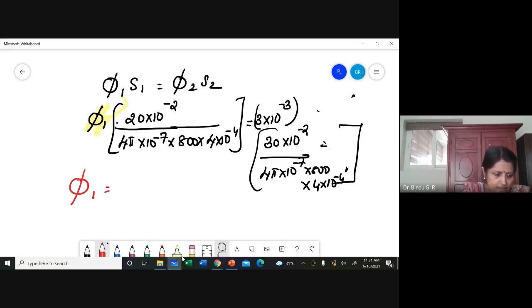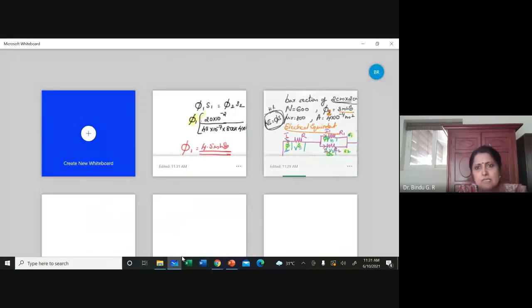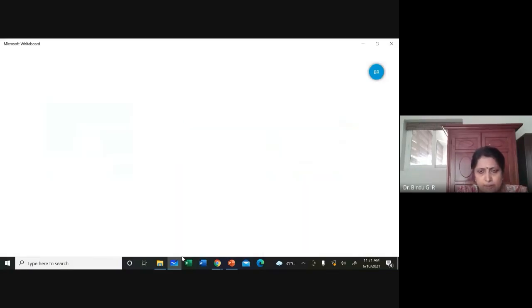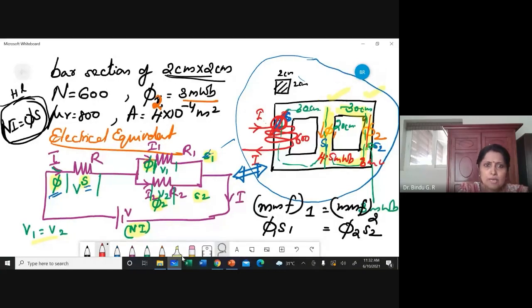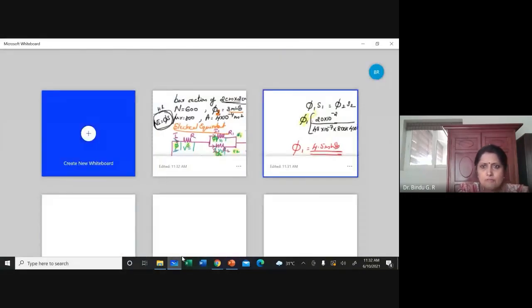So, the only unknown here is Phi1, which I will get as, just check whether you're getting, Phi1 is equal to 4.5 milliweber. Now I'm going back to the other slide. See, I got Phi1 as 4.5 milliweber. I know this flux Phi2 is given as 3 milliweber. So the total flux phi will be Phi1 plus Phi2. Okay. So that will be, or maybe I can take this.